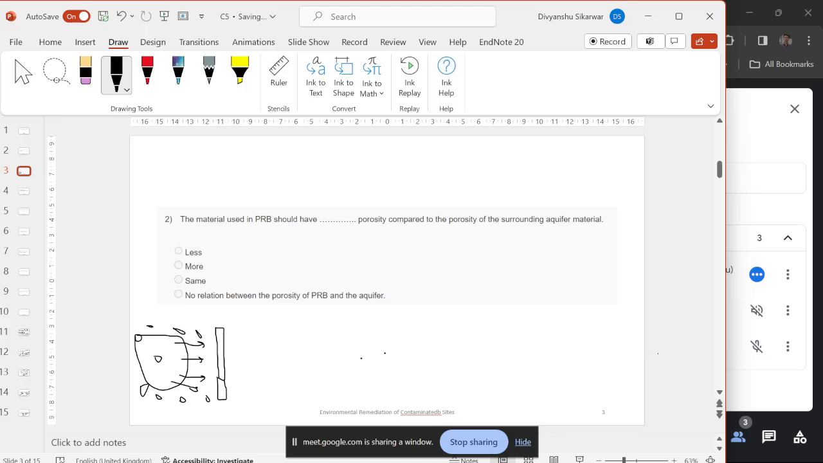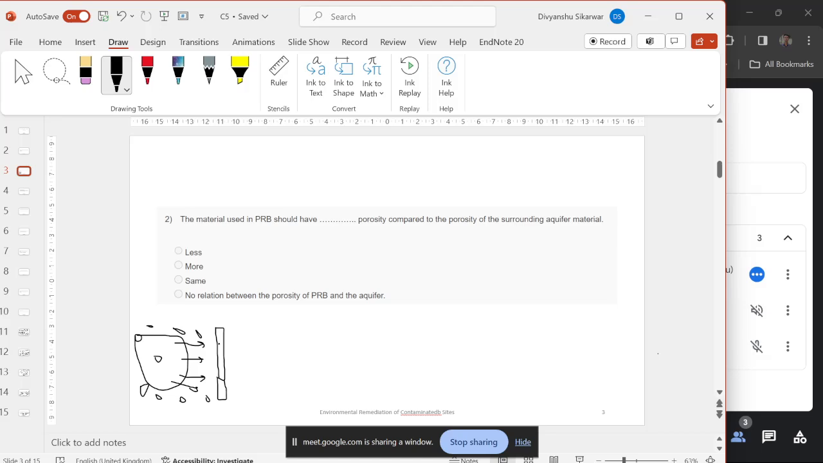Less permeable? Yes, it should be less permeable. Okay. If less porosity, if the material is less porous, it will provide more hindrance for the movement of water through it, or less hindrance? Less hindrance if it is less porous.